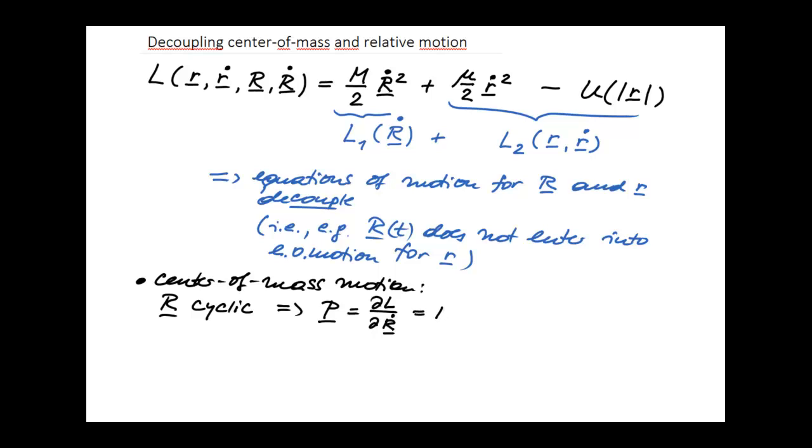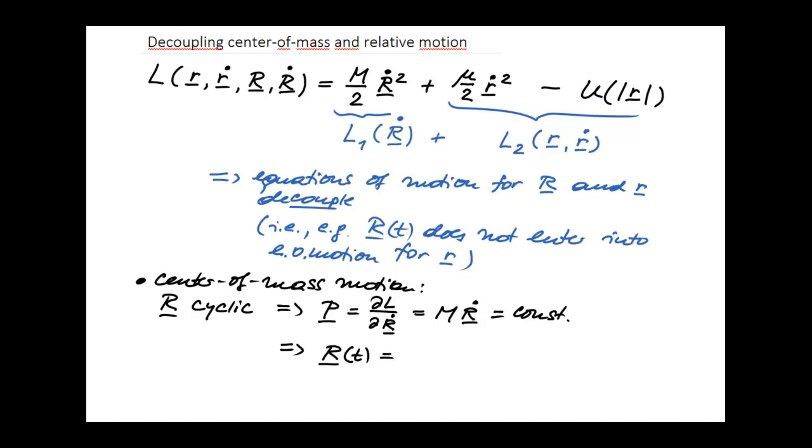This is when you do the differentiation. This is simply the total mass times the velocity of the center of mass, that this is a constant of the motion. And this immediately implies a very simple equation of motion for the center of mass, and the general solution is a uniform motion.